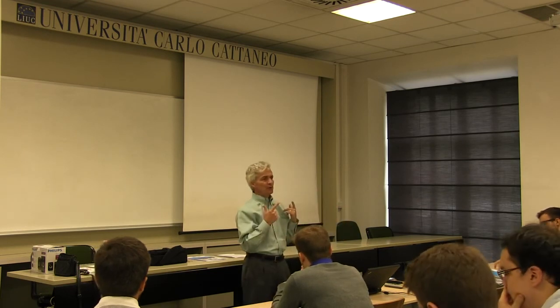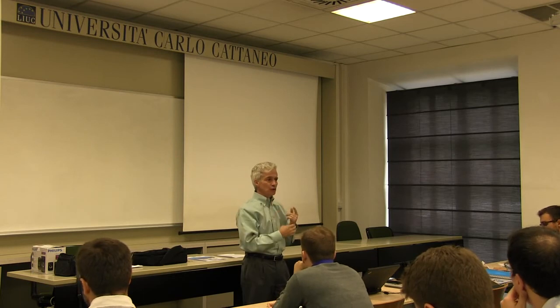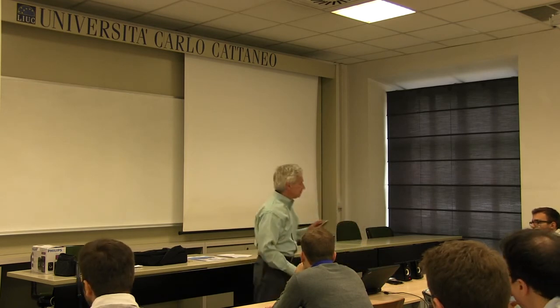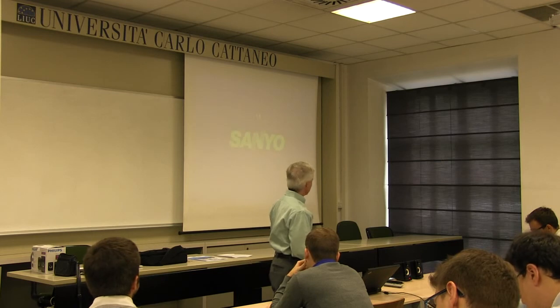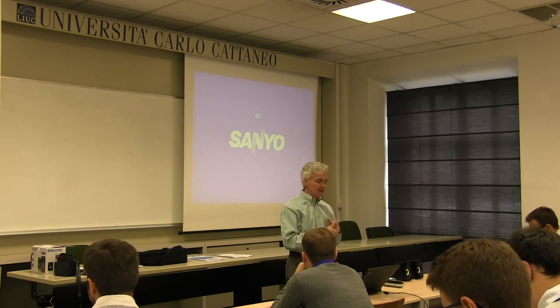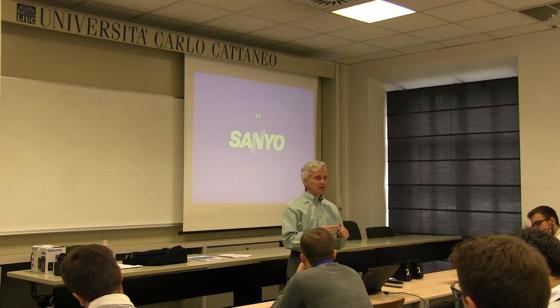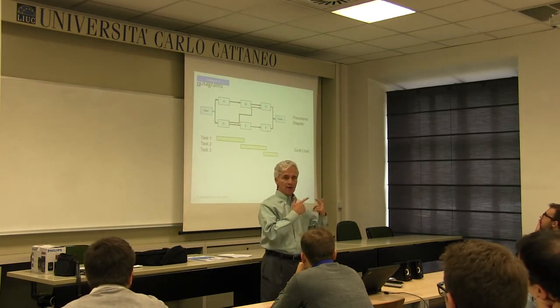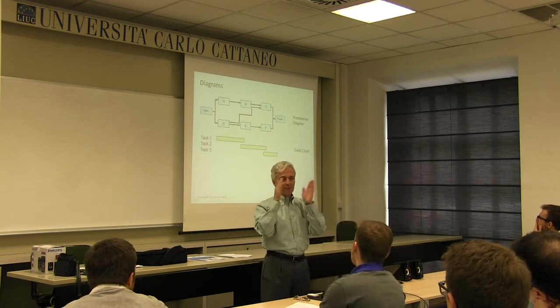There are two principal graphs used in schedule management. The first is a precedence diagram, and the second is a Gantt chart. A precedence diagram shows the relationship between tasks: finish-finish, finish-start, start-start. By the way, the vast majority of relationships are finish-start. This task must finish before that one can start.